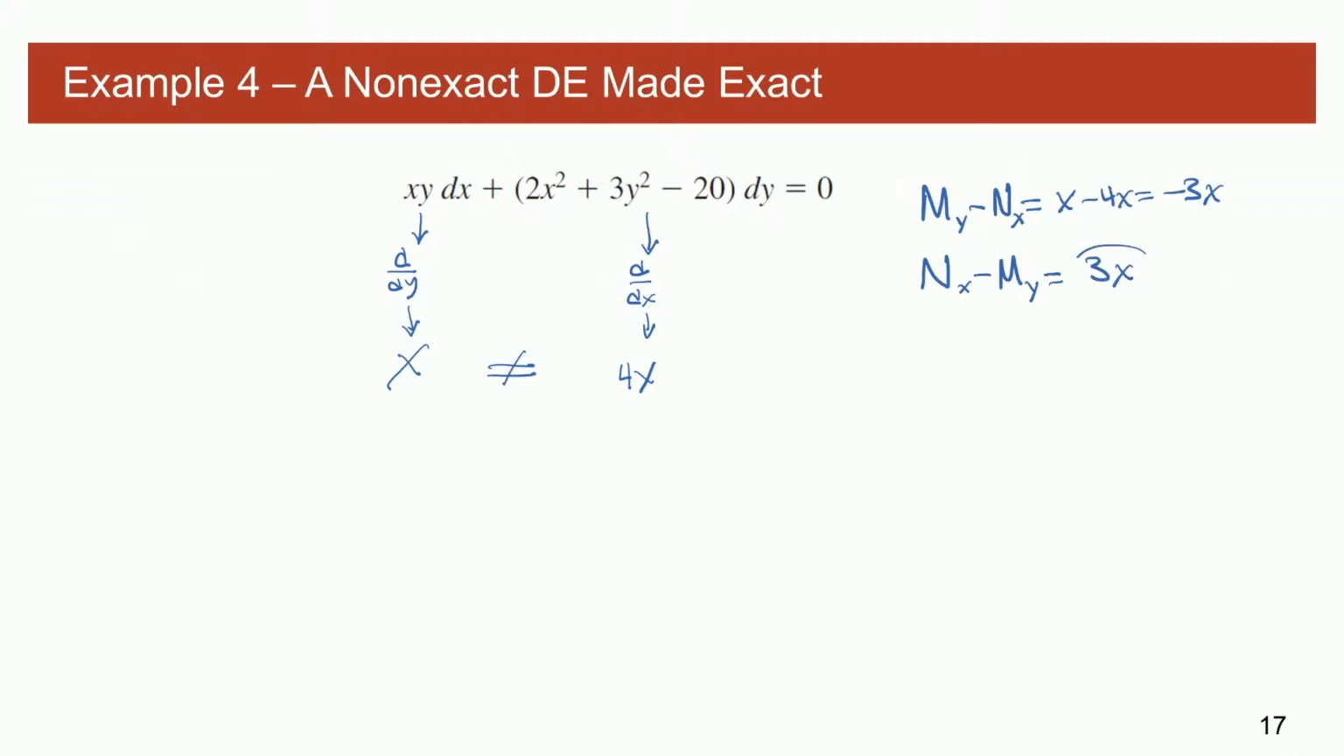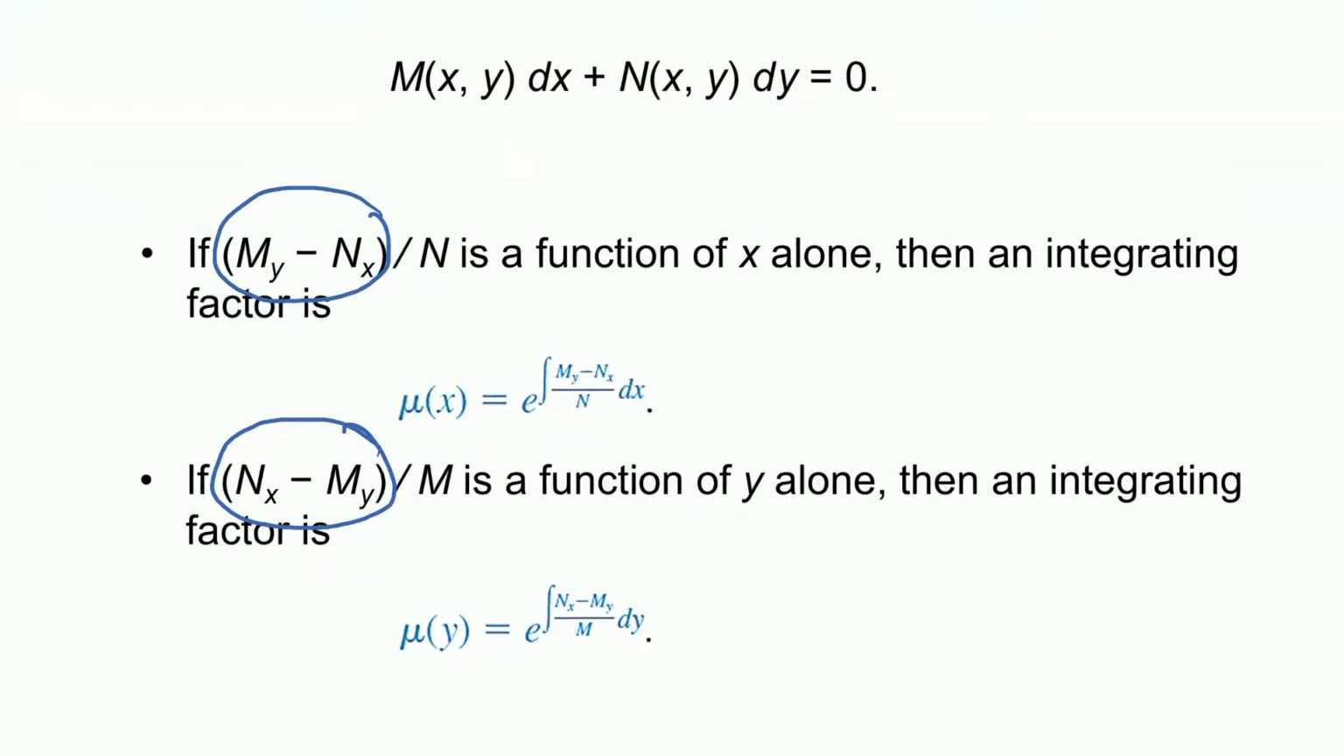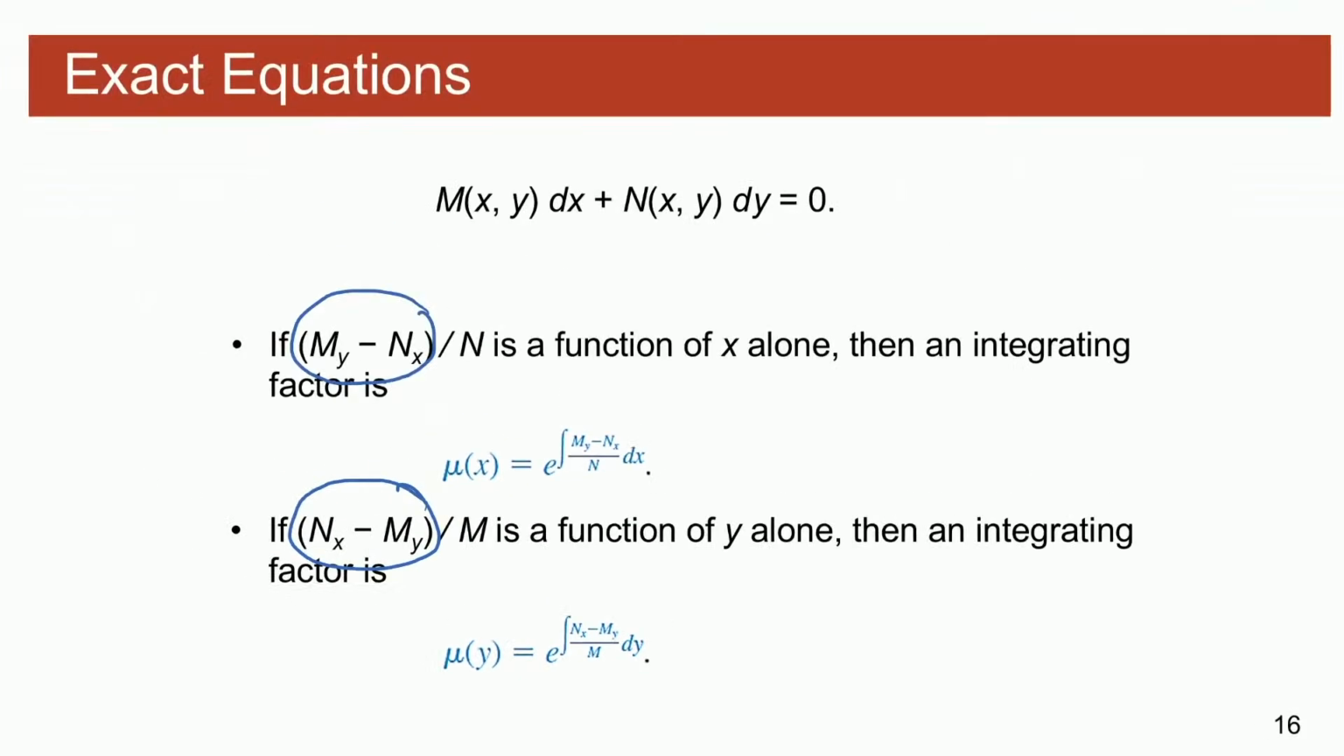So we'll take this one, 3x, and divide it by m, which is this. So 3x over xy. This is a function of one variable. Now, it can't just be a function of any variable. It has to be a function of y. So when it's a function of y, then you can do this little trick and use that as an integrating factor.